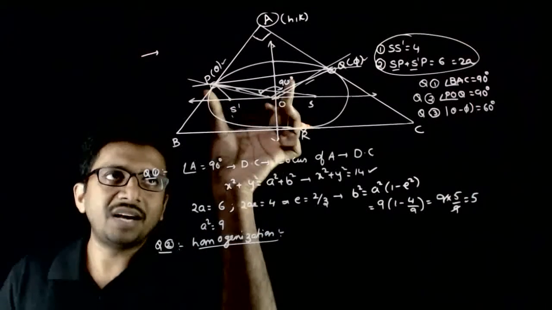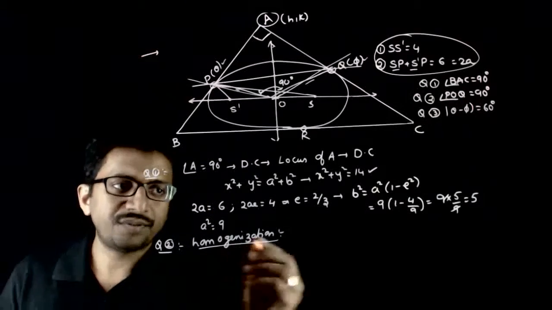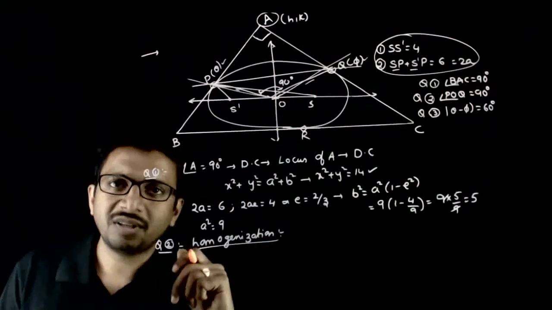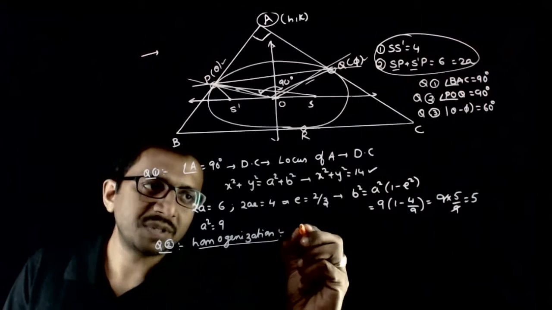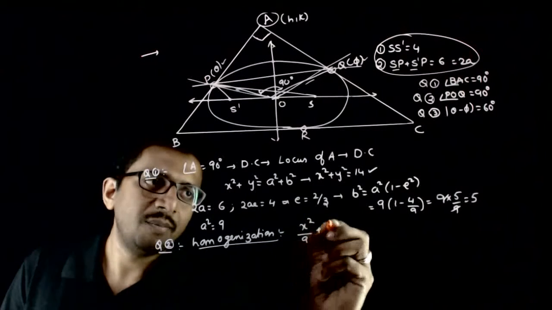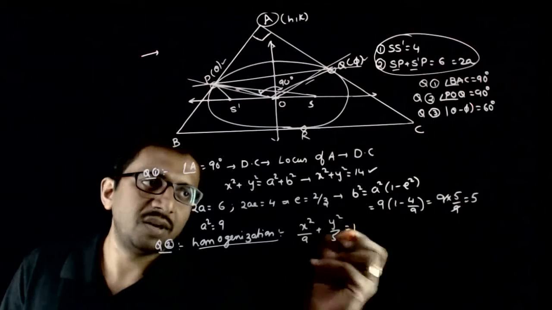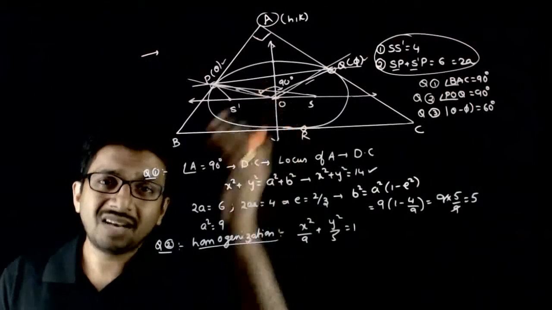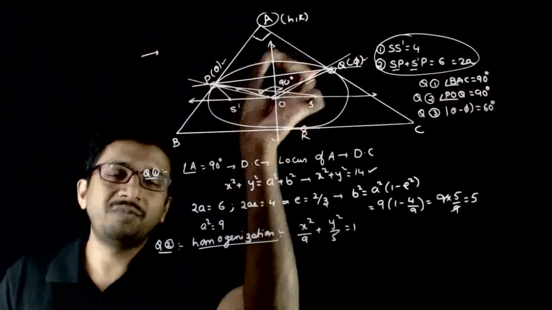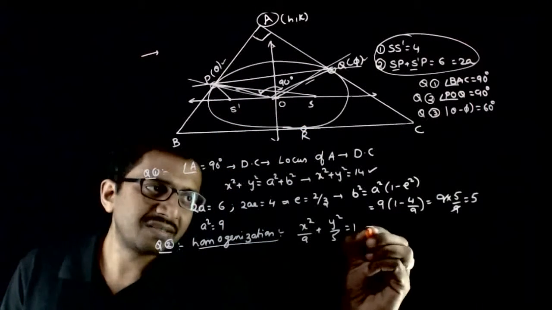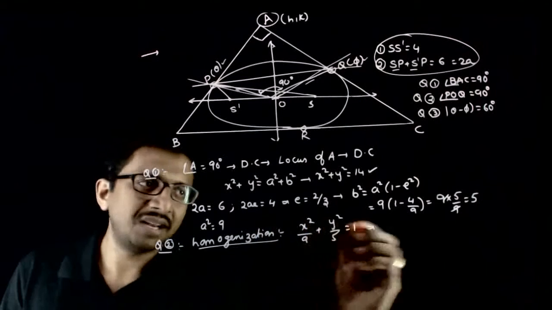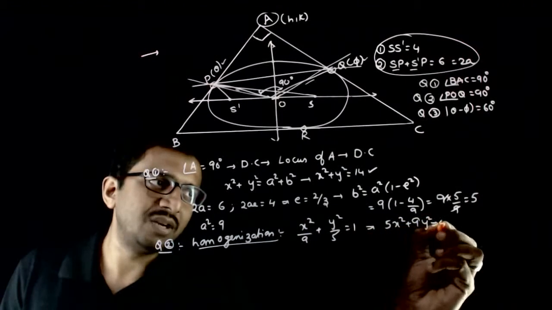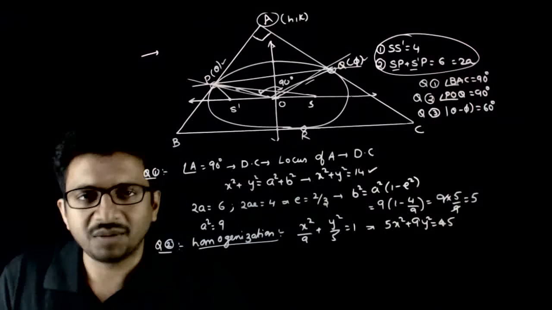So first let us try to find the equation of the pair of lines. For that I need to homogenize the equation of the ellipse with the equation of the chord. So first, what is the equation of the ellipse? x square by 9 plus y square by 5 is equal to 1. This is the equation of the ellipse. And what is the equation of the line PQ? This is nothing but the chord of contact of (h, k). So let us first write this in a single line: 5x square plus 9y square is equal to 45. That's the equation of the ellipse.